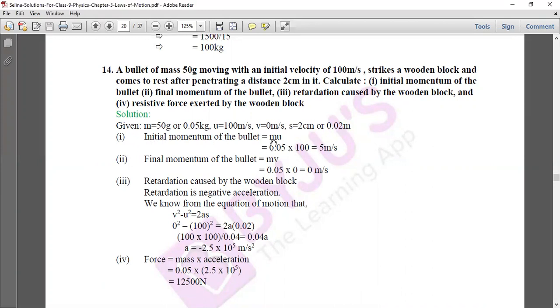Here we need to calculate the initial momentum. Initial momentum of the bullet is m into u, so 0.05 into initial velocity 100 meter per second. So initial momentum of the bullet is 5 kg meter per second. Next, final momentum of the bullet is m into v, that is 0.05 into 0, it will be 0.